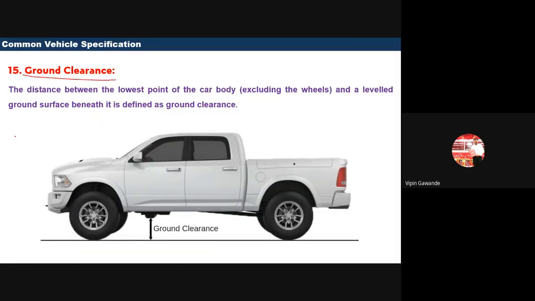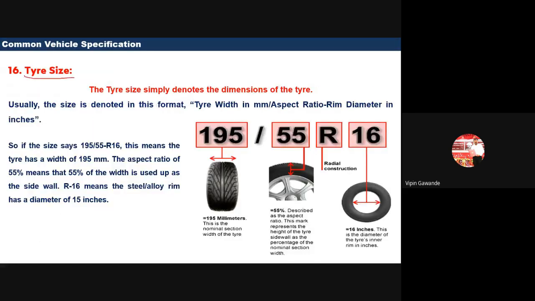Ground clearance is the distance between the lowest point of the vehicle and the horizontal ground surface. I have told you that the Mahindra Bolero and Scorpio types of vehicles have very high ground clearance. Then tire size is mentioned as 195/55 R16, where 195 denotes the width of the tire, and 55 denotes the aspect ratio.